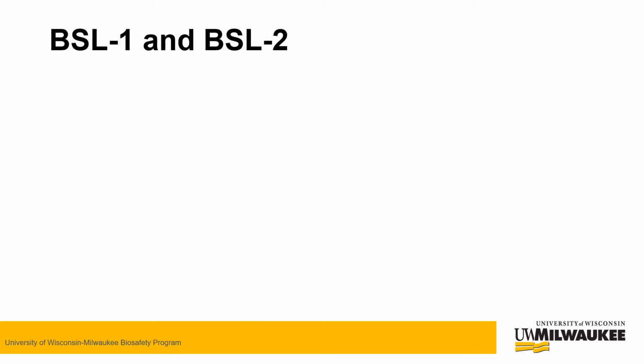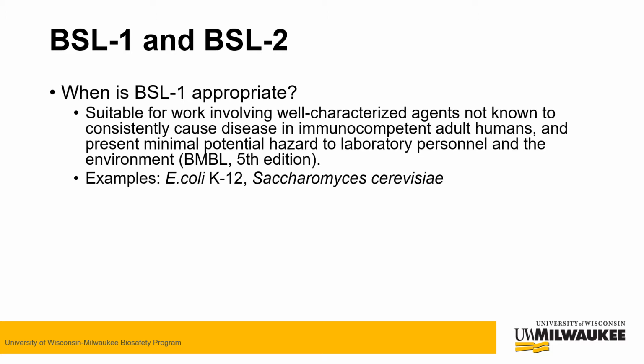Let's explore a little bit more about BSL-1 and BSL-2 containment. When is BSL-1 containment appropriate? BSL-1 containment is suitable for work involving well-characterized agents not known to consistently cause disease in immunocompetent adult humans and present minimal potential hazard to laboratory personnel and the environment. Examples of biological agents that could be safely potentially handled in biosafety level 1 containment include E. coli K12 and its derivatives and Saccharomyces cerevisiae.